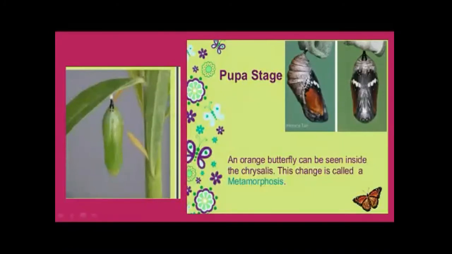A pupa is an insect when it is in between a baby, like a caterpillar, and an adult, like a butterfly. So the pupa stage is between the caterpillar and the butterfly stage. Got my point? Here you can see an orange butterfly. An orange butterfly can be seen inside the chrysalis.